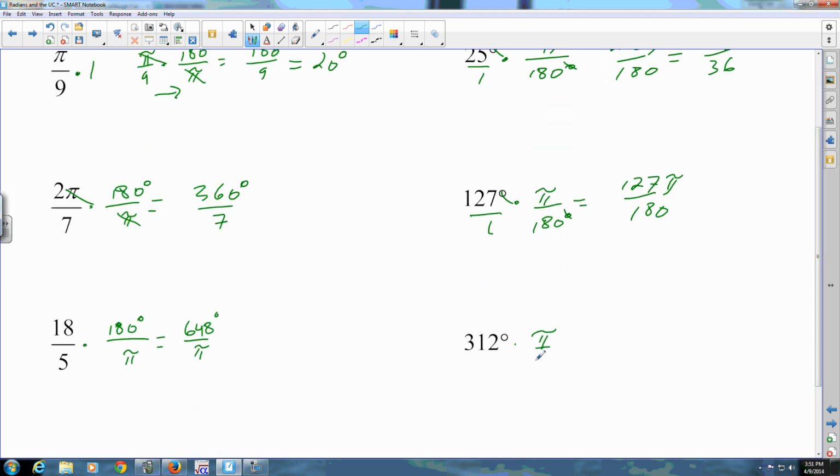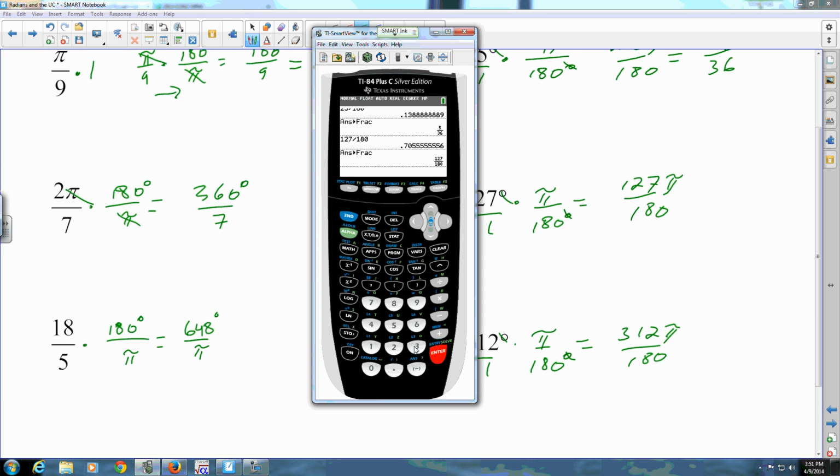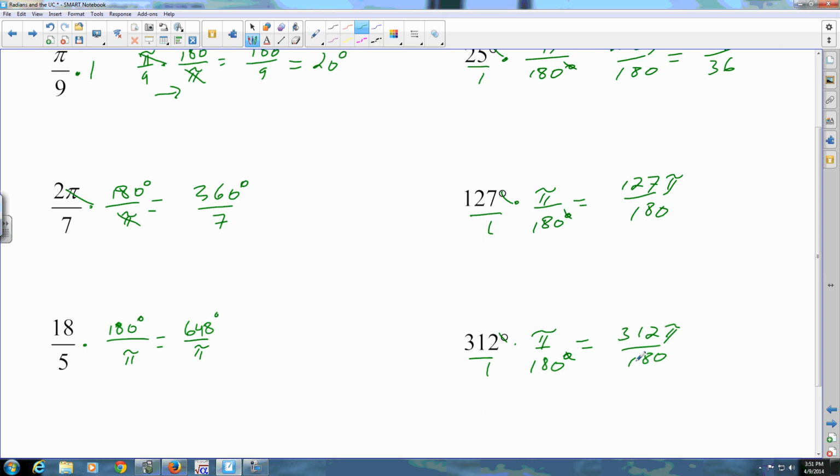Times pi over 180 equals, the degrees cancel. So you get 312 pi over 180. Let's see if that one reduces. I think it's going to give us something. 312 divided by 180. Math, enter. So 26 pi over 15 would be your answer. 26 pi over 15. Okay?